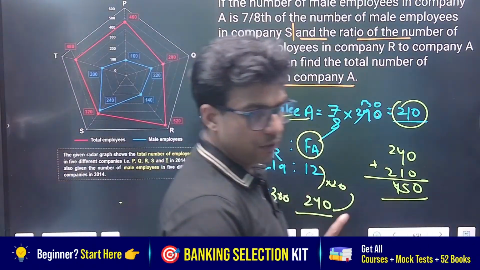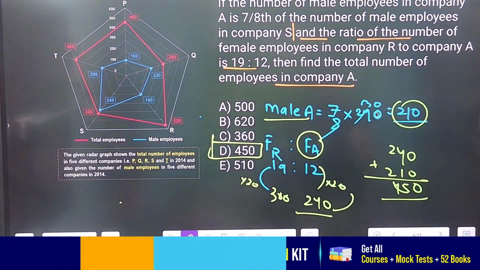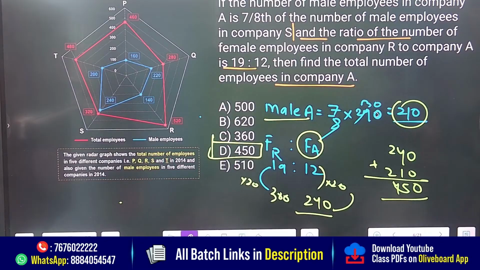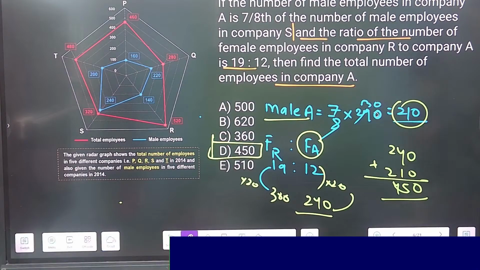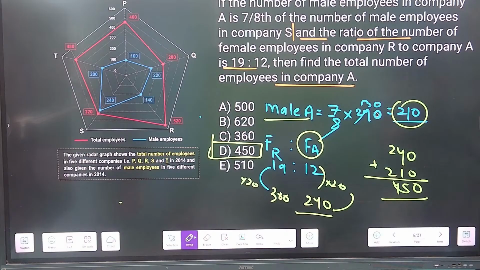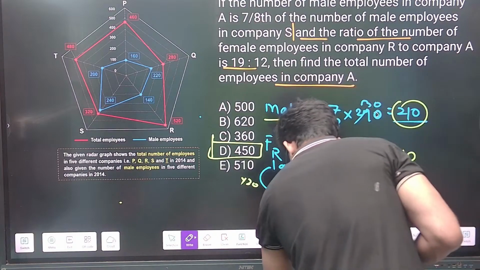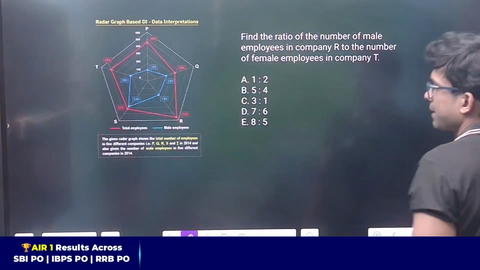Again, you have answered this question, you know why? Because the data you have mentioned here was correct. That is the reason why you are answering such kind of question. Yes? Okay, let's go for the next one.